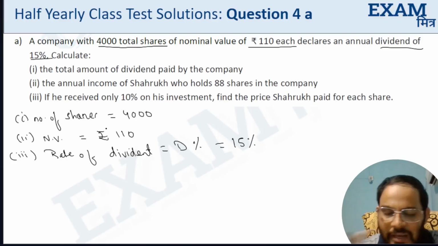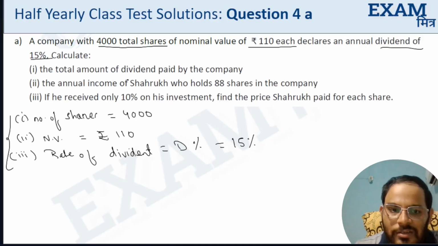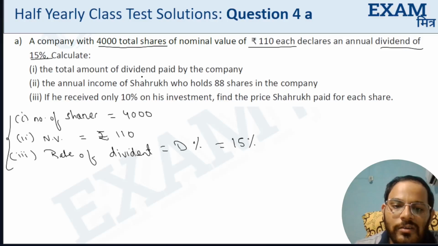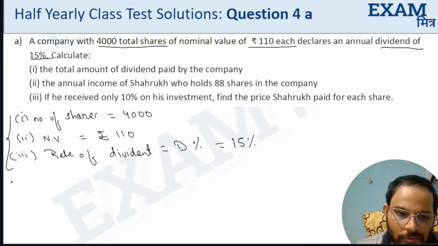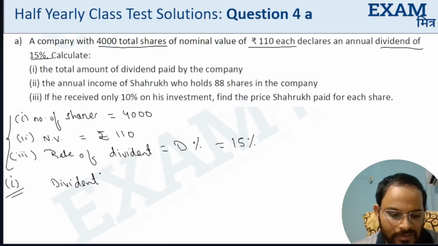Now the question is: calculate the total amount of dividend paid by the company. So from this information, we need to find the total amount of dividend that the company pays to the shareholders. Okay. Total amount of dividend. That means the dividend that is paid on the total number of shares. So let's see how to solve this: dividend or amount of dividend or annual income, whatever it is. All those mean the same thing.